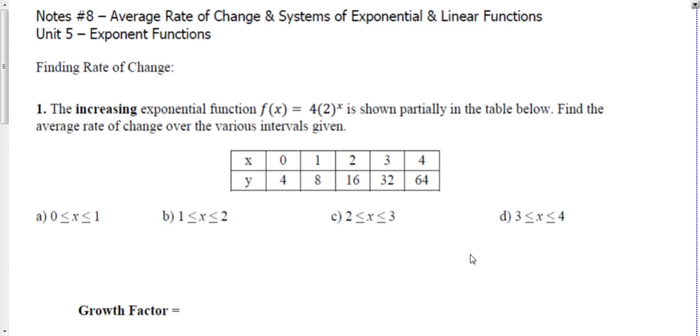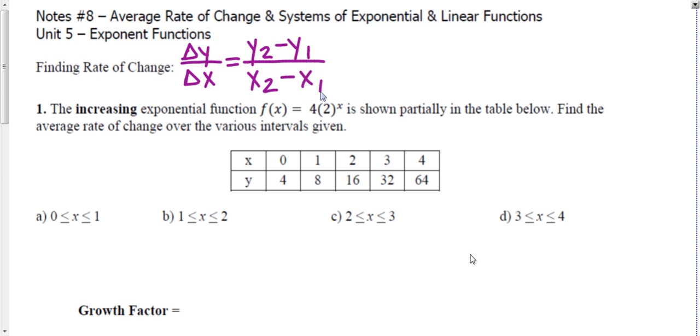Hi, welcome to our notes talking about average rate of change in systems of linear and exponential functions. Before we get started though, we're going to go ahead and write down the formula of finding rate of change. So this is a reminder. It is the change of y over the change of x, which is equal to y2 minus y1 over x2 minus x1. Okay.